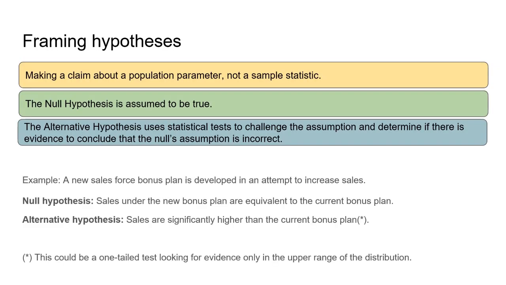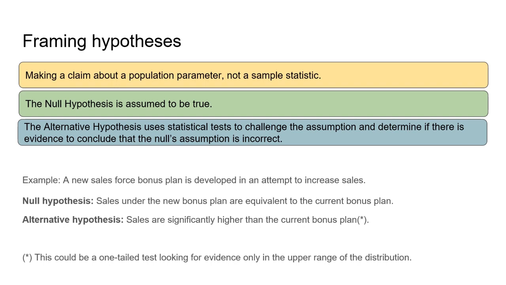When we are framing hypotheses, we are making a claim about a population parameter, not a sample statistic. We are using a sample and its statistics, but we are trying to understand something bigger about the population. That's what the statistical tests are doing, and why the central limit theorem is so important for us to do inferential statistics. The null hypothesis is assumed to be true, and an alternative hypothesis has to be crafted to test and challenge the assumptions of the null.